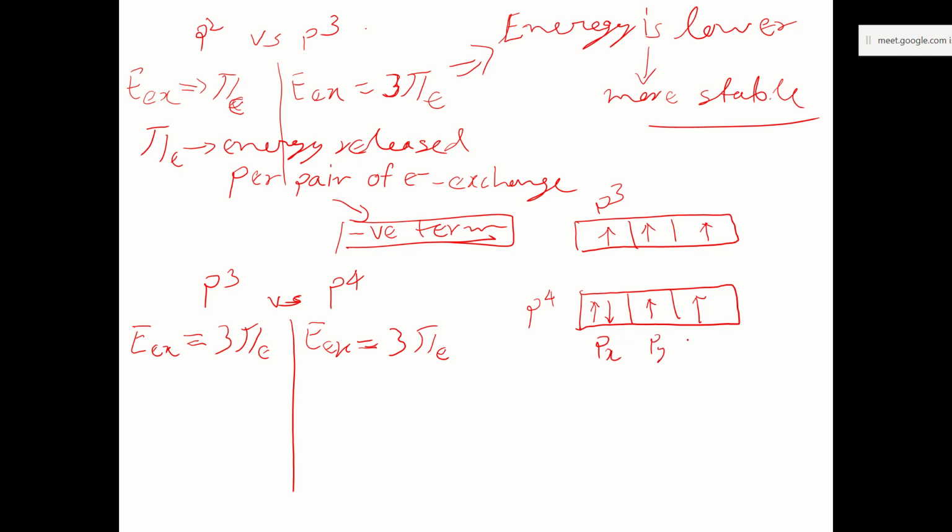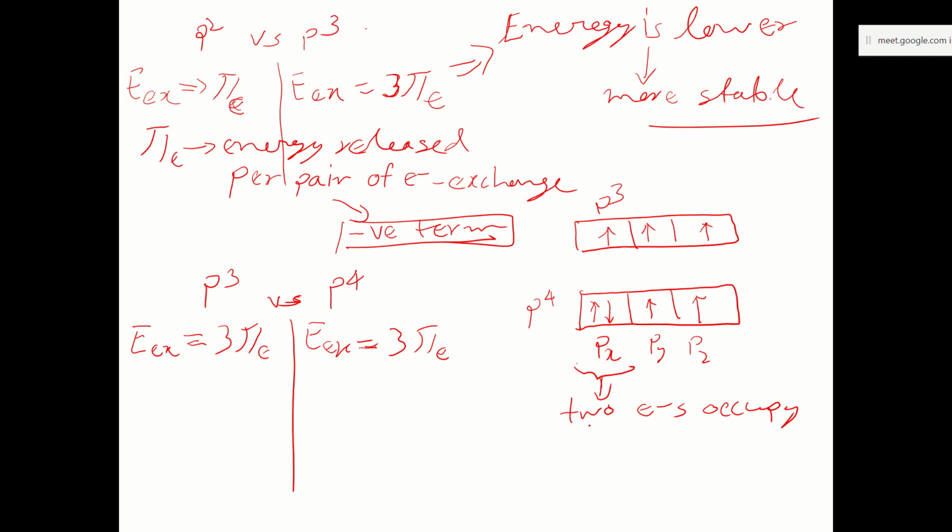In this particular case, Px, Py, Pz. So in the same region of space, two electrons in a small space, repulsion will be high. Two electrons occupy the same region of space around the nucleus, so there will be greater repulsion as compared to P3, and because of that the energy of P4 will go up. P4 will be higher in energy and P3 will be less.